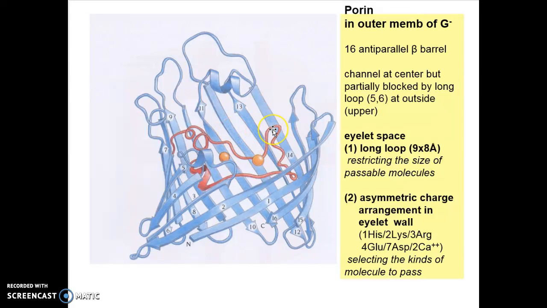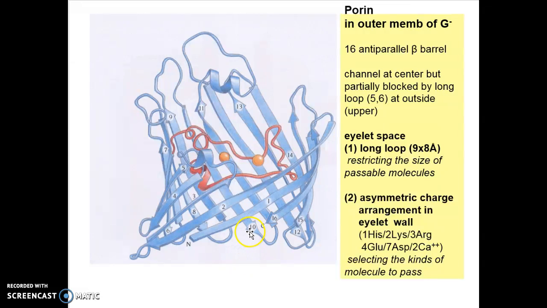One side of this eyelet channel is lined almost entirely with positive charges of 1 histidine, 2 lysine, and 3 arginine. The opposite side of the wall is lined with negatively charged residues, 4 glutamic acid and 7 aspartic acid. The large local surplus of negative charges is partially compensated by 2 bound calcium atoms. This asymmetric arrangement of the charges, no doubt, contributes to the selection of molecules that can pass through this channel.